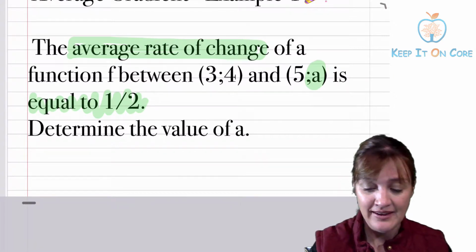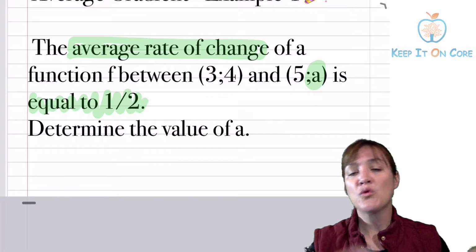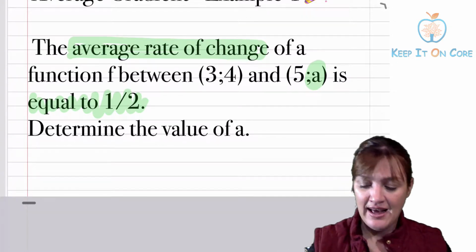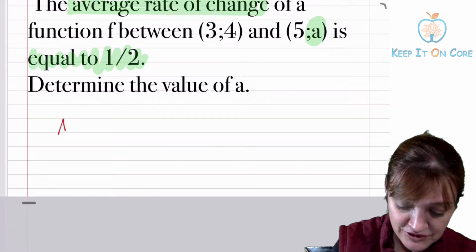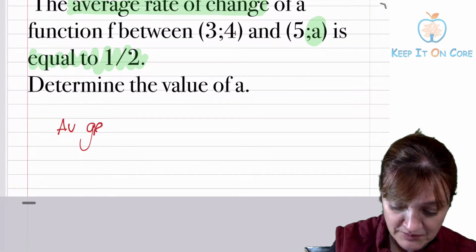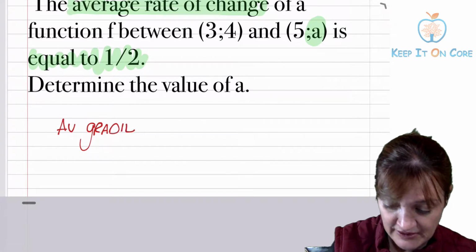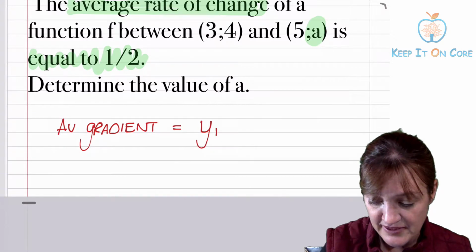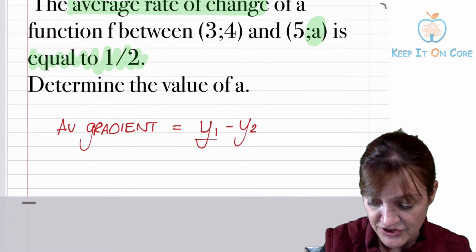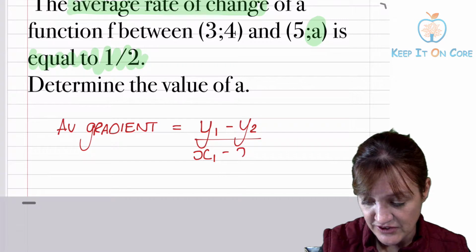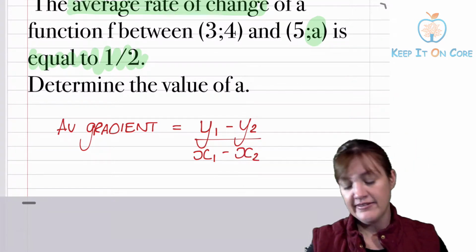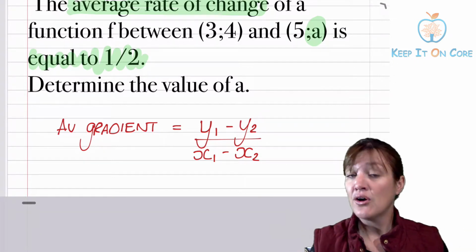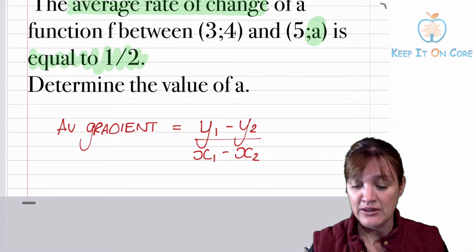a. Now if they swap it around like this, just in your head start piecing it together and say, okay, it's average gradients, and I know for average gradients I need to work with my gradient formula. So it's probably a good idea to start there. Average gradient requires me to do y1 minus y2 over x1 minus x2. Then you say, okay, that's what I've got to work with, and they've told me that the average gradient is equal to a half.